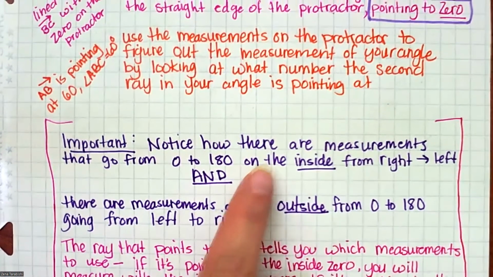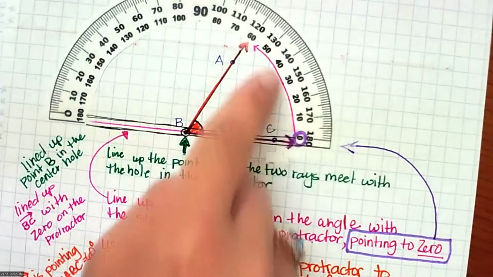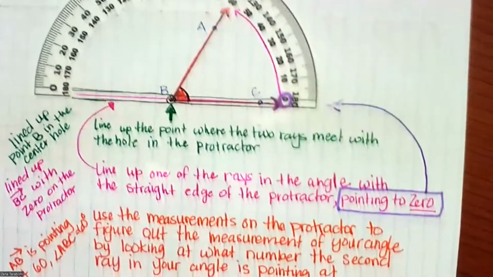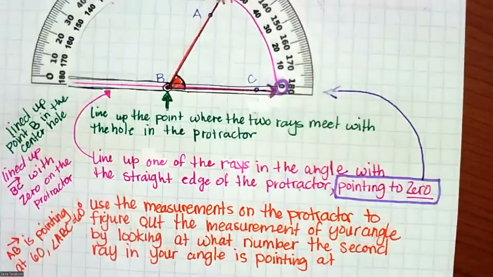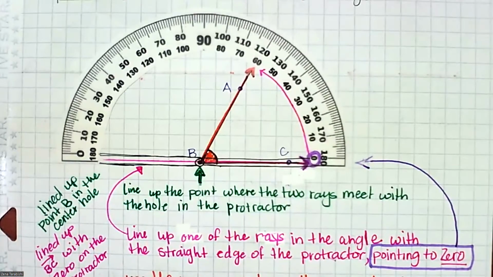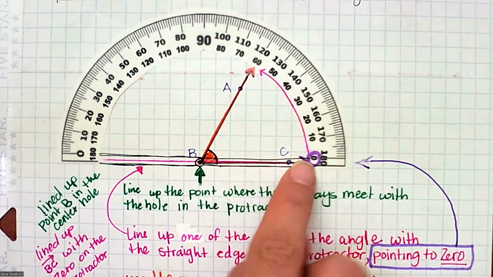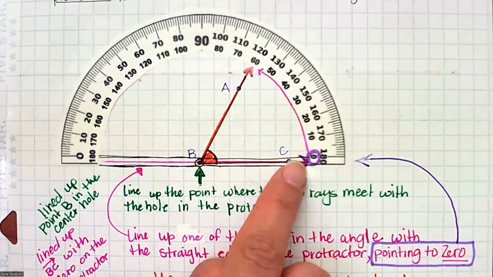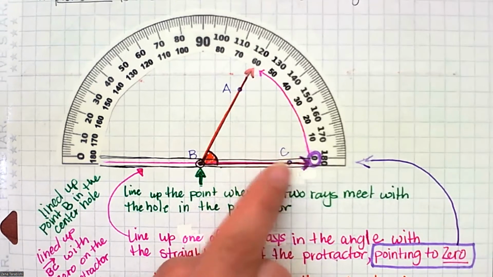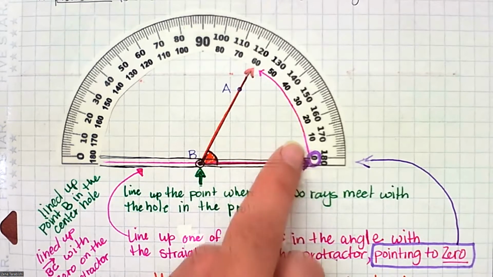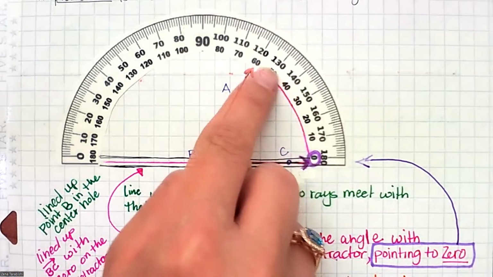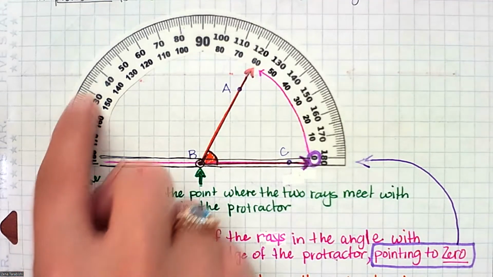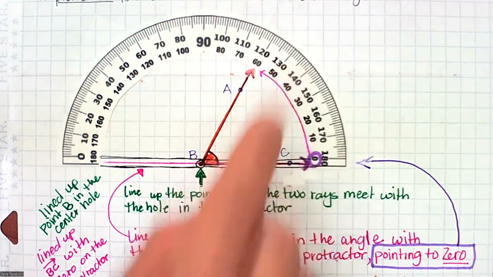Notice how there are measurements that go from 0 to 180 on the inside, right? And then from 0 to 180 in the opposite direction on the outside. The ray that points at 0, so if it's pointing at the 0 on this side, or if your other ray is on this side, whichever ray is pointing at 0, that's the measurement that you're going to use. So if the ray is pointing to 0 on the inside measure, you're going to use the inside measurements. If the ray was pointing to 0 on this side, then you would use the outside measurements.